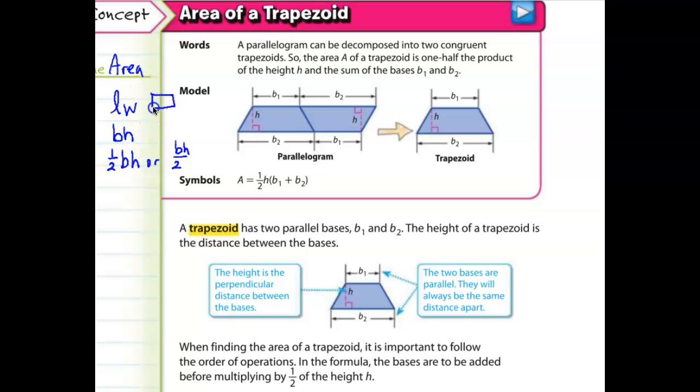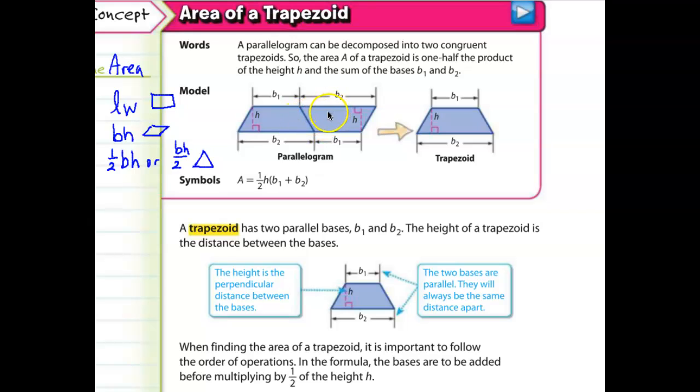So this was for a rectangle. This is for a squishy parallelogram, which rectangles are parallelograms, but they don't all have right angles. And then we have the formula for a triangle. Okay, which brings us to our formula for a trapezoid, which is actually made very similar to the triangle.